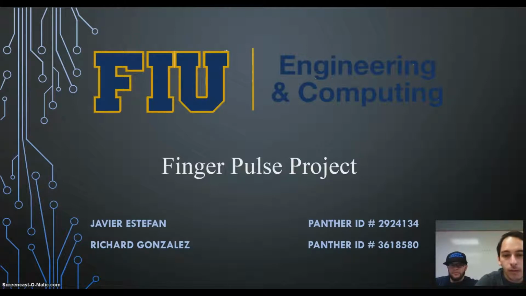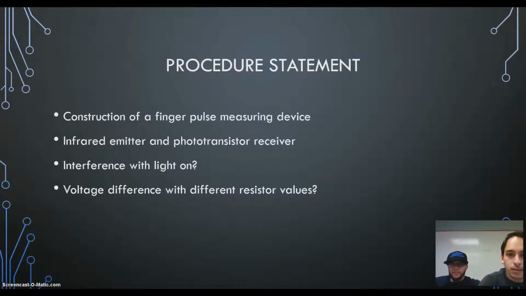This is our finger pulse project for medical instrumentation design. In this experiment, we were tasked with constructing a finger pulse measuring device. Our device is incorporated using an infrared emitter along with a phototransistor receiver, which in turn will create an electrical output telling our 10 LED bar when to light up according to our pulse.